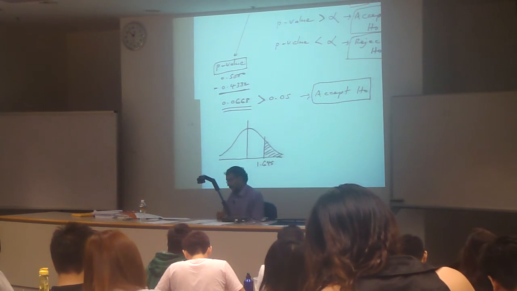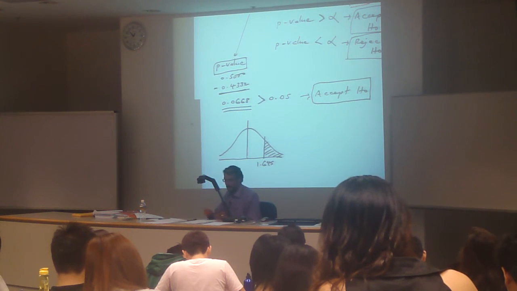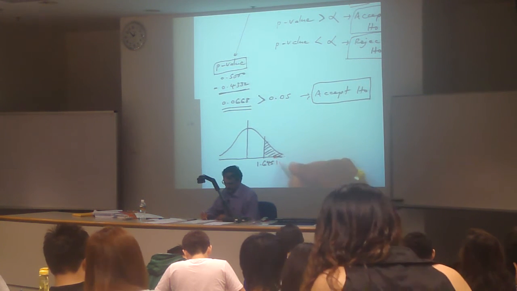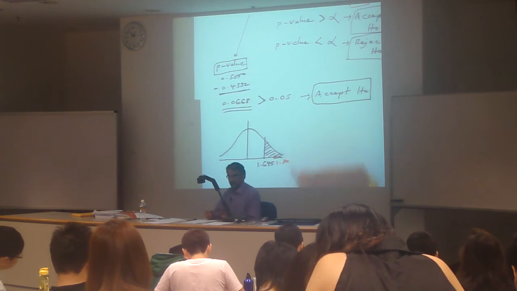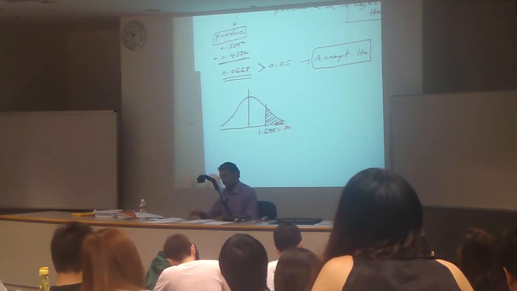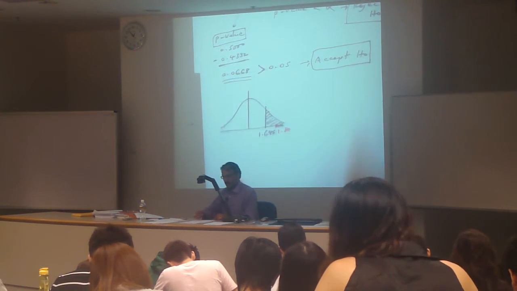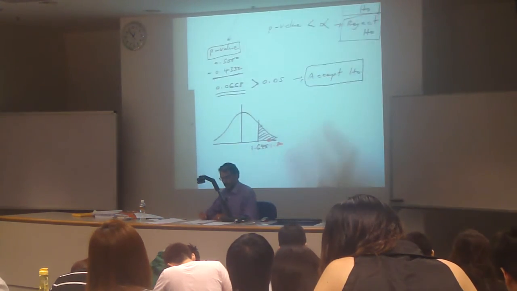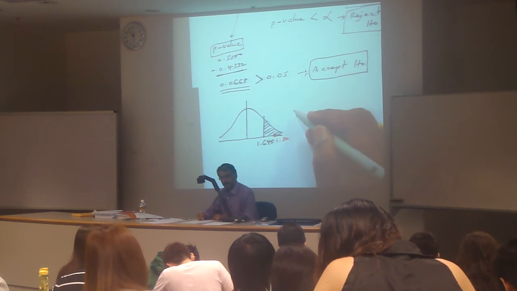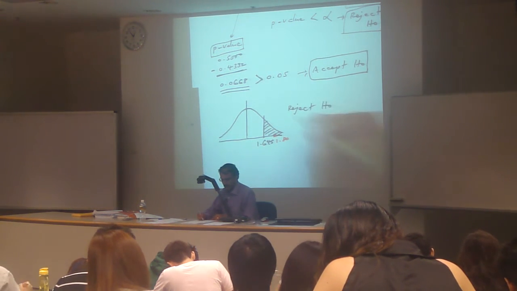Then you calculate your Z. Let's say you get 1.8 for your Z. This means you are in which area? You calculated your Z, you got 1.8. You're in the shaded area. Shaded area means your decision was reject H0. Can we confirm this by p-value now?